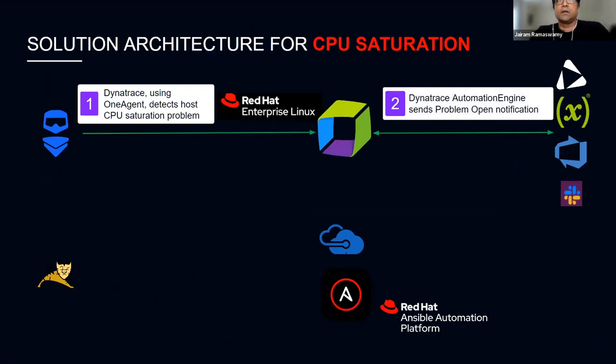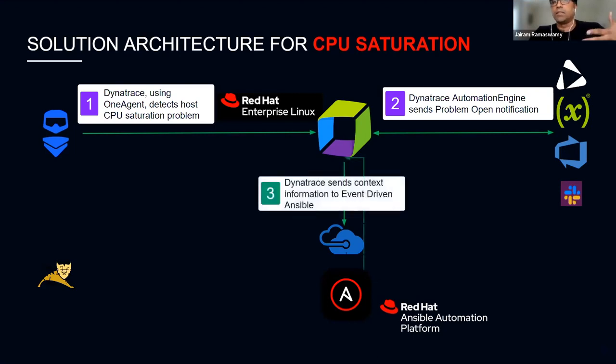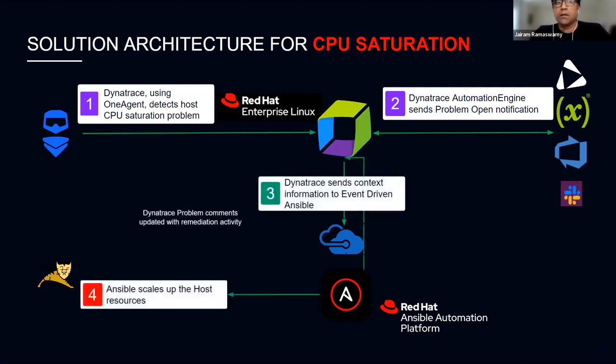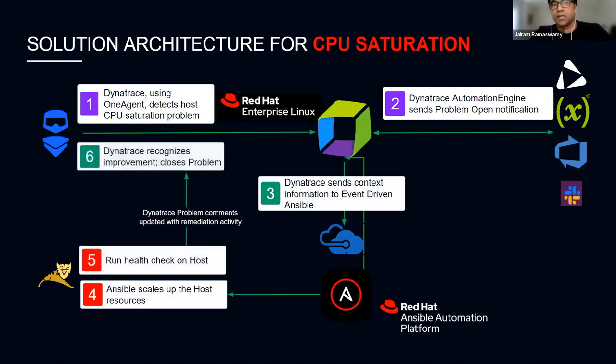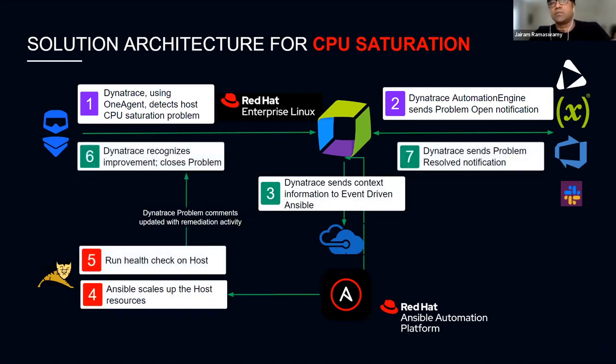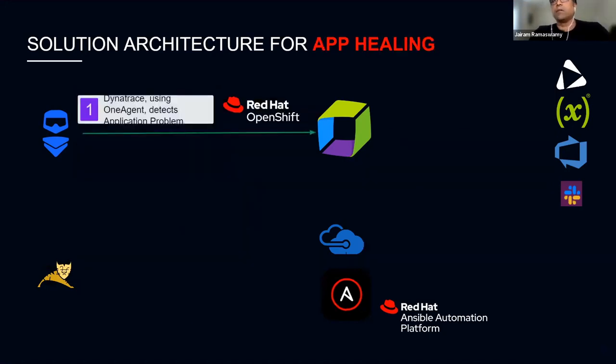So this is just a solution architecture diagram for a CPU saturation event. Dynatrace, using OneAgent, detects a CPU saturation problem, in this case on an application running on a Red Hat Enterprise Linux platform. The automation engine workflow gets automatically triggered when a problem is opened in Dynatrace. It sends the context information to event-driven Ansible. Ansible scales up the host resources, runs a health check on the hosts, and updates Dynatrace with problem comments. At the end, Dynatrace recognizes some improvements and then finally closes the problem. It also sends this problem notification to Slack, Teams, whatever you have in your environment.